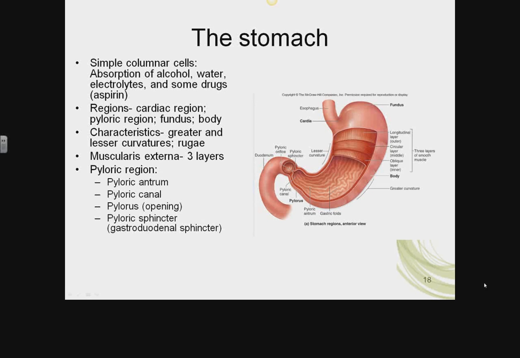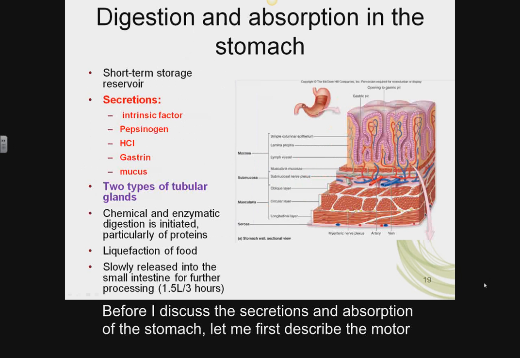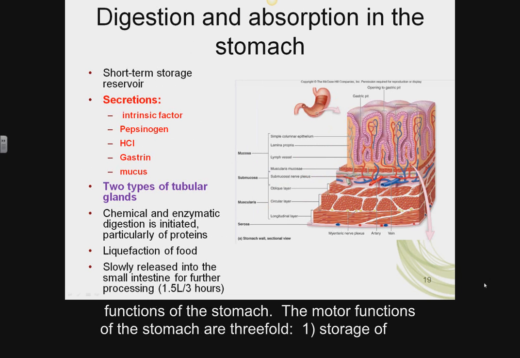The muscularis externa, like I said, there are 3 layers to the muscularis externa. We have the outer longitudinal layer, we have a middle layer, that's the circular layer, and the most internal layer is the oblique layer. That's the most internal layer. This is very unique, 3 layers to the muscularis externa. Now I want to tell you about the stomach and digestion and absorption of the stomach.